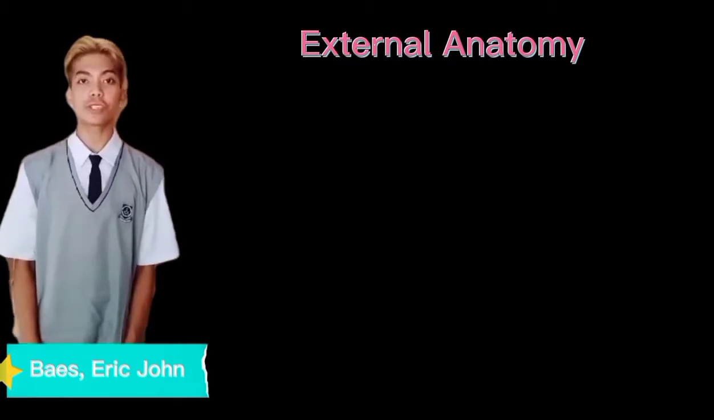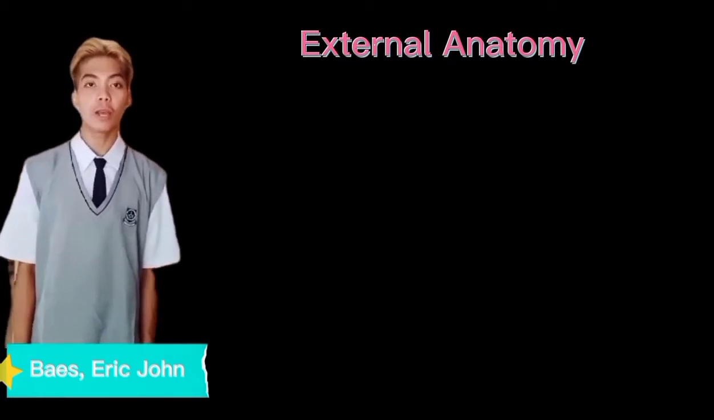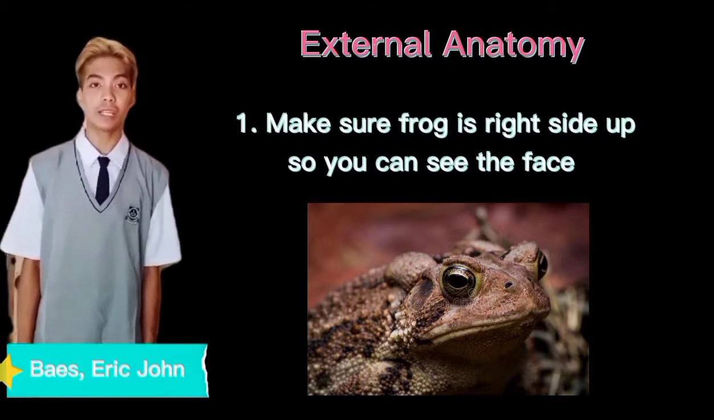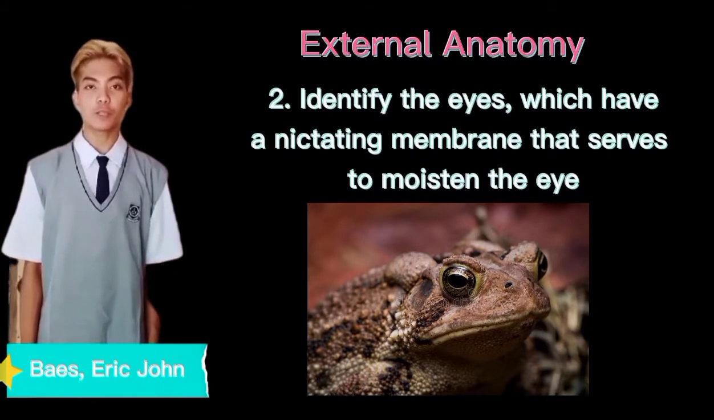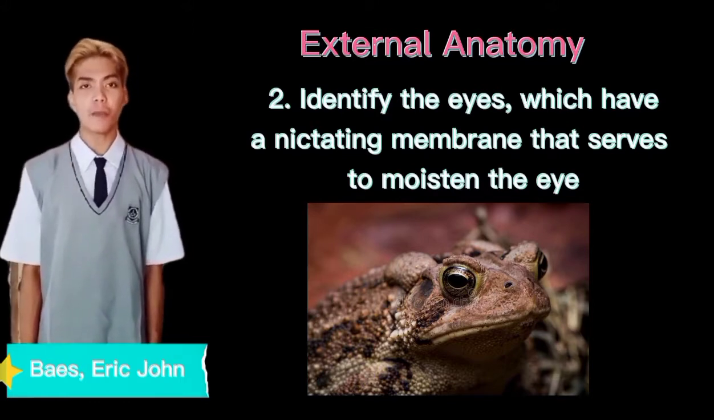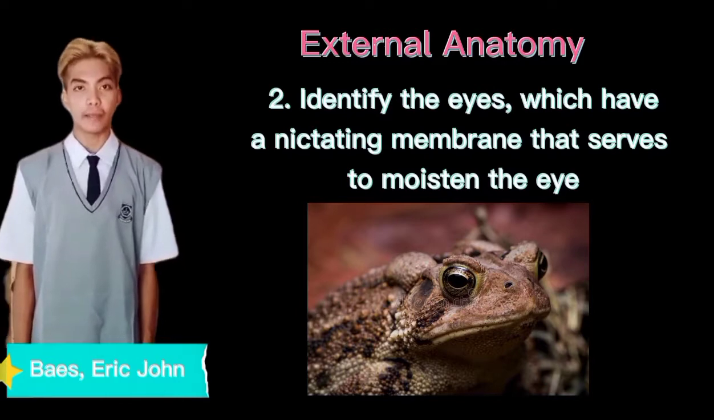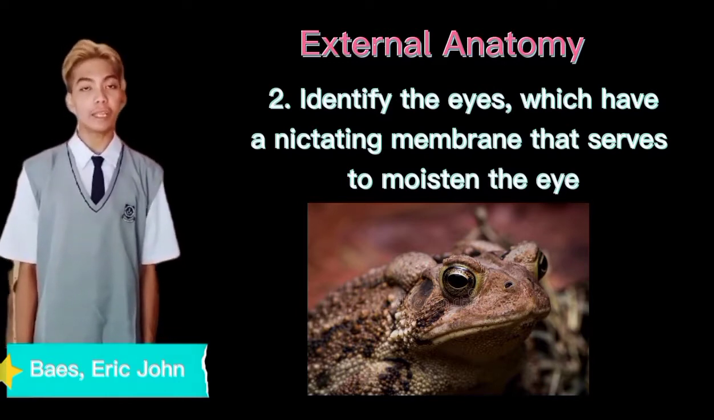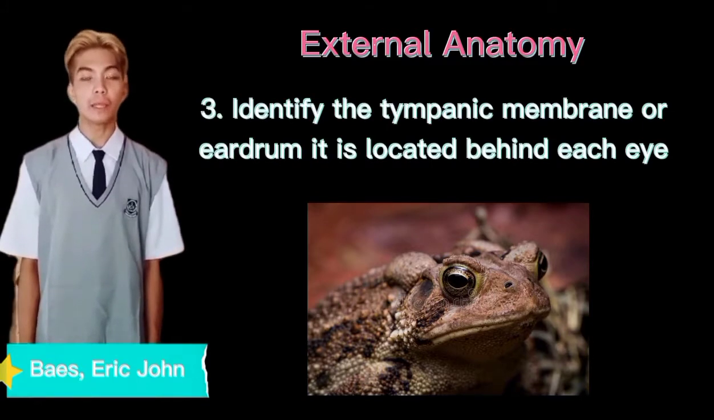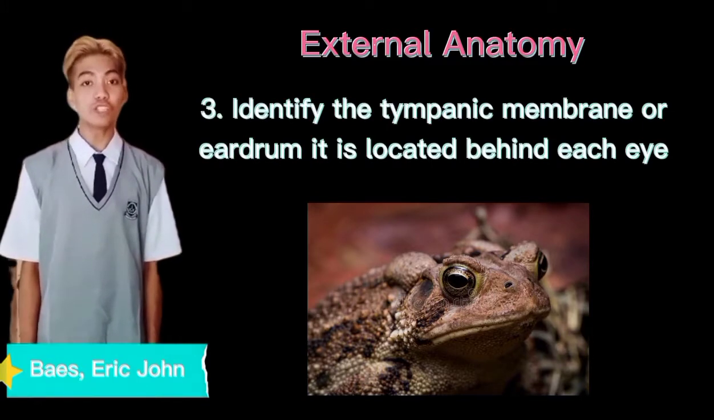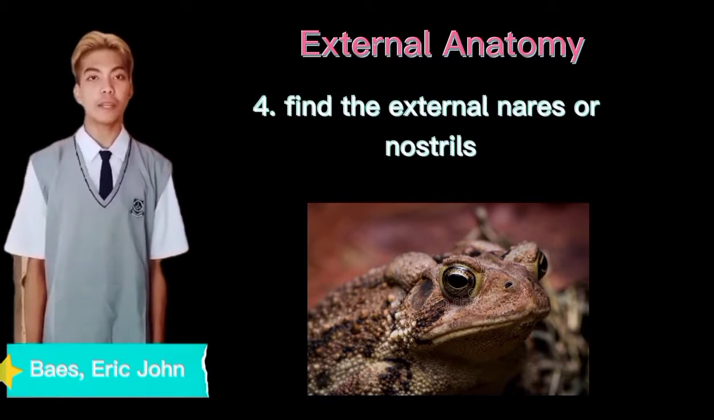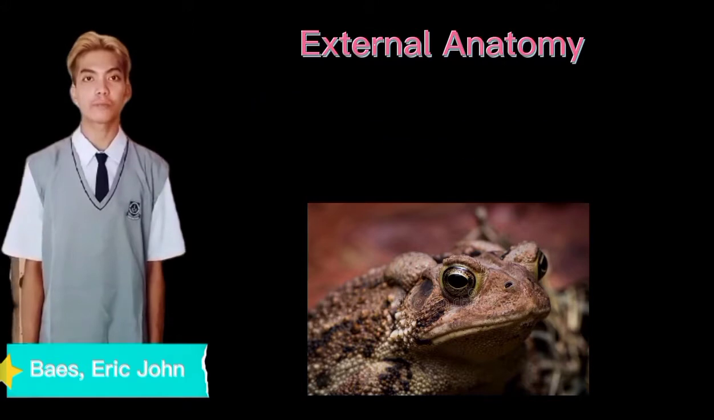So in order to study the external anatomy of a frog, we have to make sure that our frog is right side up so that we can see clearly its face. The second one is we have to focus on its eye, identify. And there is a membrane that serves to moisten the eye, which is called the nictitating membrane. And the third step is we have to identify the tympanic membrane or the eardrum, which is located behind each eye. And the last is we have to find the external nares or nostrils.